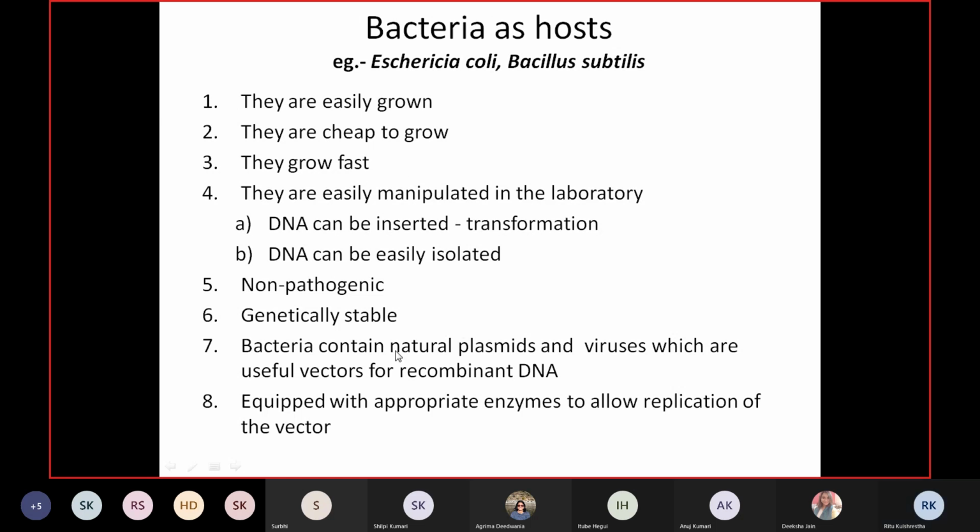And at this point, maybe you should have come here. They contain natural plasmids and viruses, which can be used as vectors for recombinant DNA. And we'll revisit these 2 points at various scenarios where I'll be telling you about the various cloning vectors. Then also they are equipped with appropriate enzymes to allow replication of the vector, followed by transcription and translation. So with all these points, definitely bacteria come as the first choice for expression of any recombinant protein.